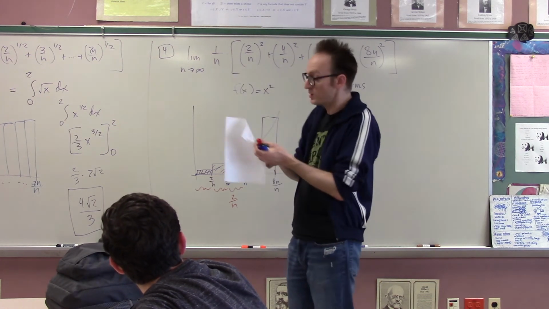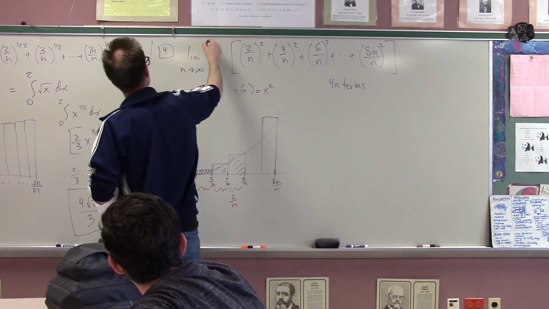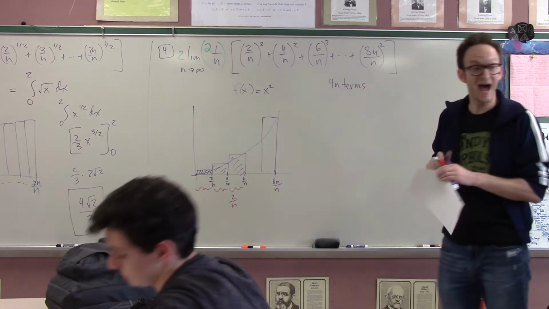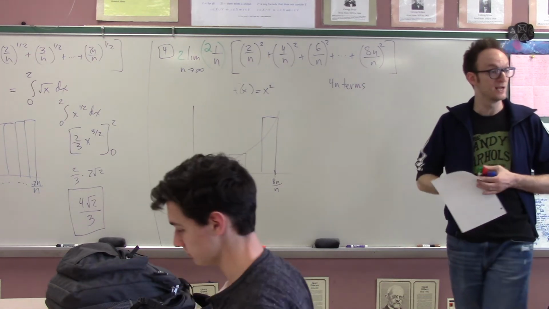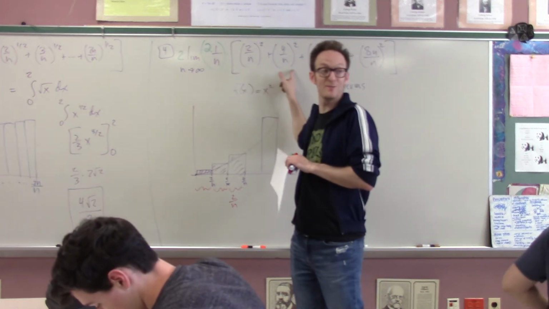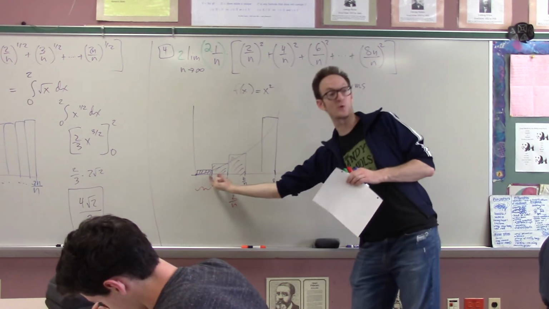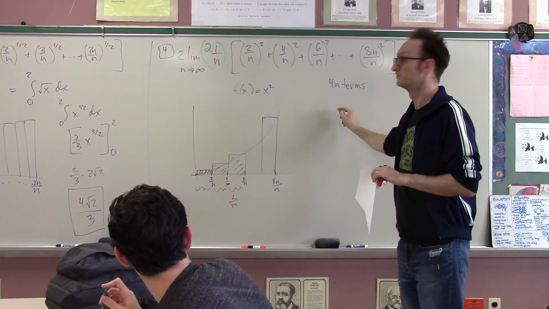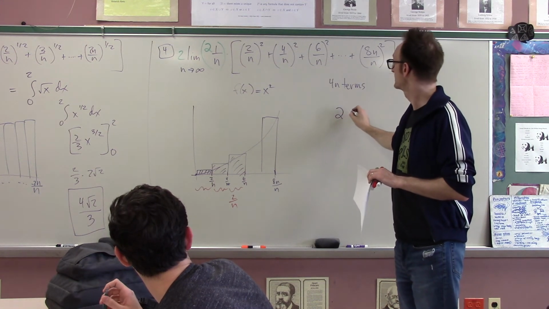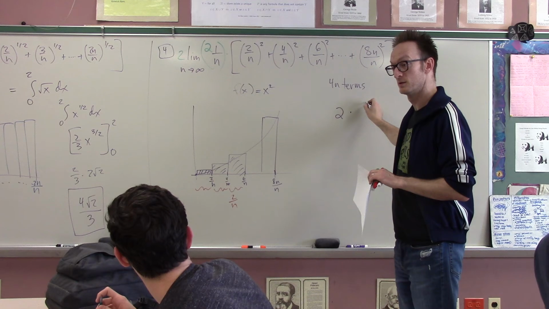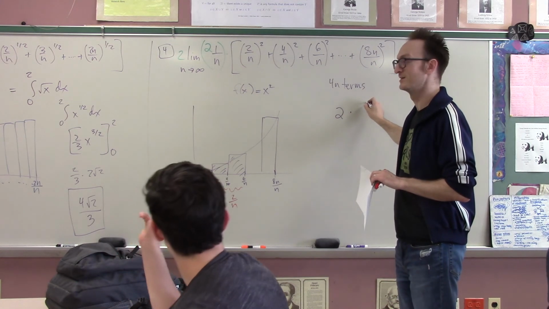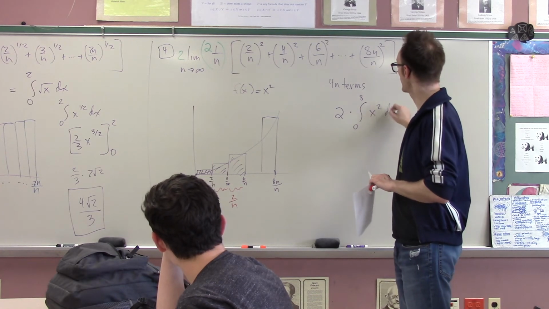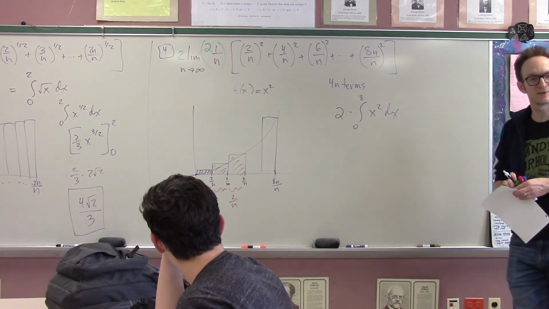Okay, so one thing you can do is just throw in a 2 over 2, and now it's working out perfectly, right? Now it's like a Riemann sum, because the 2 over n is in fact the width of these rectangles. And therefore, what is this? 2 times the integral from 0 to 8 of x squared. This is not the only way to do it, but this is a way.